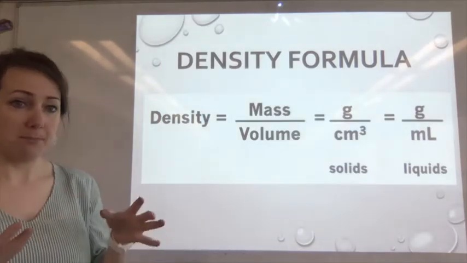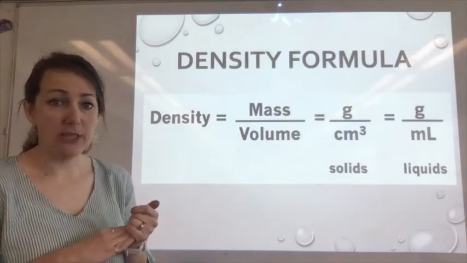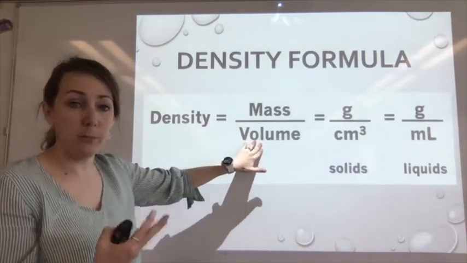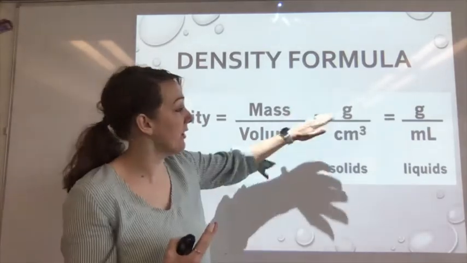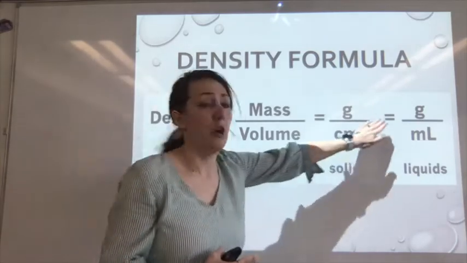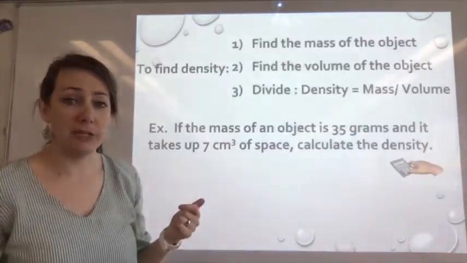All right, so in order to calculate the density of something, we've got to do a little bit of math. So the density is equal to mass divided by volume. Whenever we break it down into the units, that means we're going to divide the grams by the centimeters cubed for solids, or we're going to divide the grams by the milliliters if we're looking at liquids.